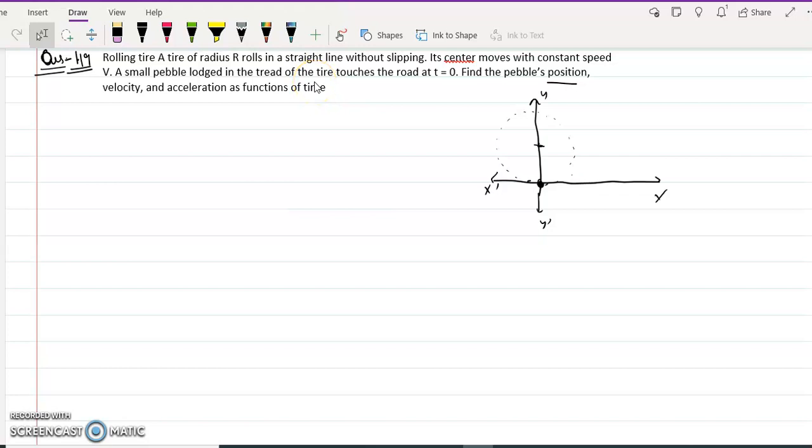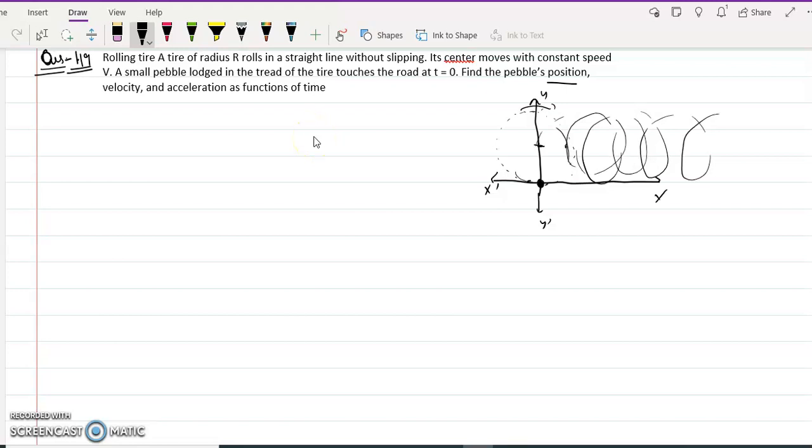So this is question 1.90, and in this question we have to find the pebble's position, velocity and acceleration as a function of time. So what is the question? The question says that suppose the wheel is rolling, and this pebble will move along a path. We have to do this with respect to the origin. So how will we find it?